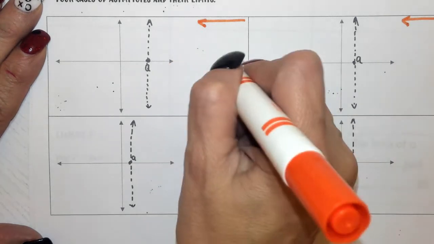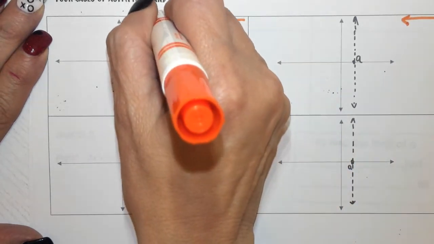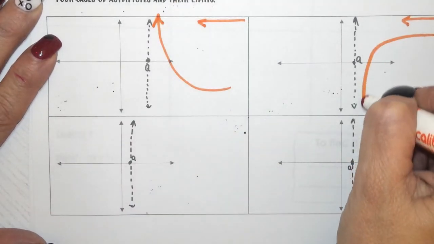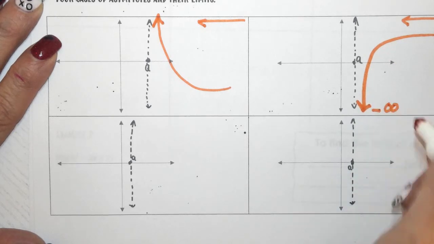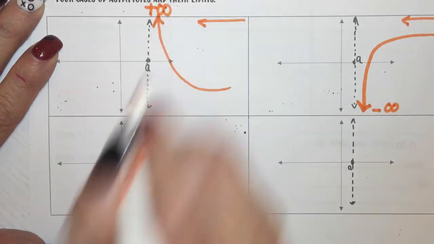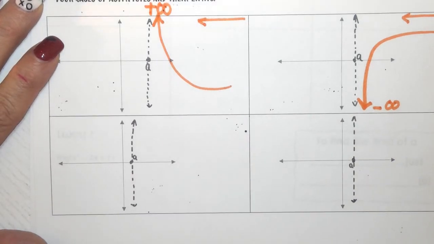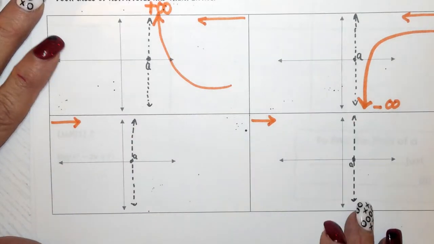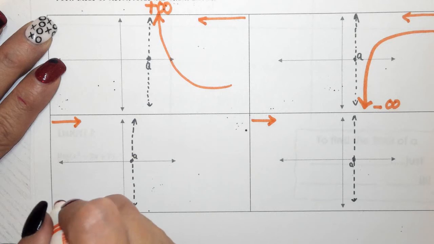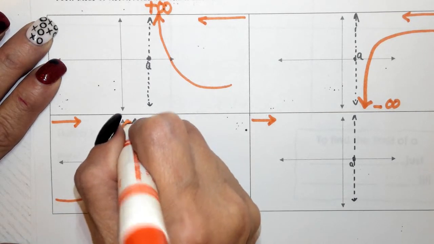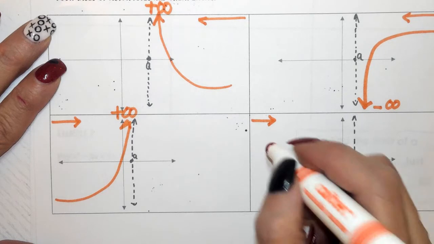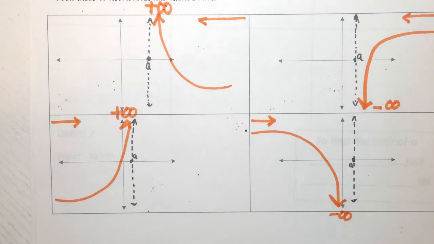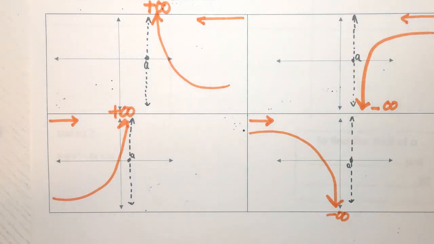So we could come in from the right, and we could shoot up to positive infinity. But we could also come in from the right and we could shoot down to negative infinity. So we could go up to positive infinity or we could go down to negative infinity. Now let's come in from the left. Come in from the left, we could do the same thing. We could shoot up to positive infinity, right? But we could also, coming from the left, shoot down to negative infinity. Okay? Those are the only possibilities that you could get.